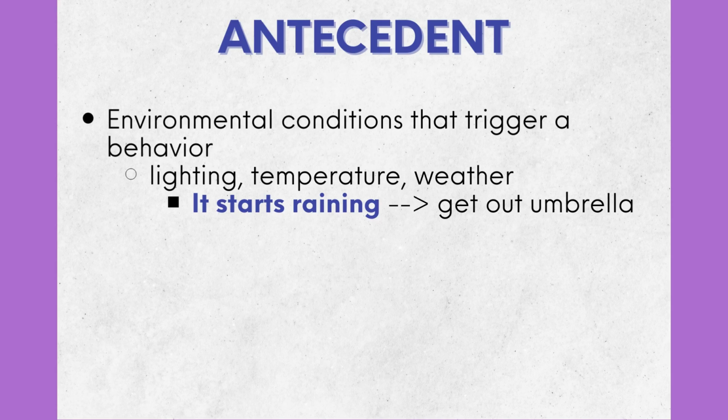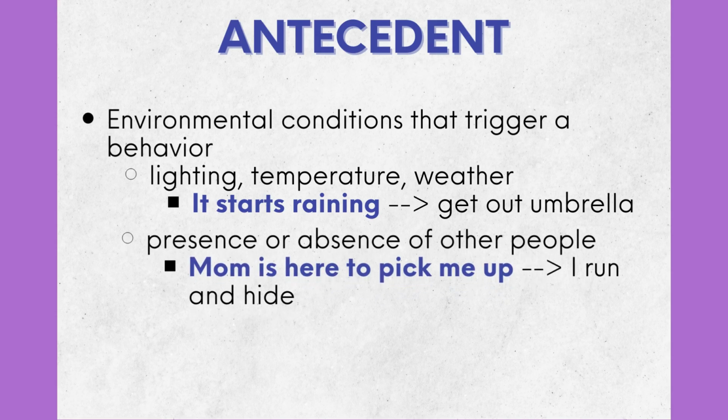Environmental conditions, or changes in these conditions, can also trigger behaviors. This can even be as simple as a change in the weather. So let's say it starts raining outside and I'm caught in the rain. I might respond by getting out an umbrella. In this case, the antecedent is the rain, and the behavior is getting out the umbrella. Environmental conditions can also include the presence or absence of other people. So let's say I notice at daycare that mom is here to pick me up. I might respond by running and hiding because I want to stay at daycare extra long.